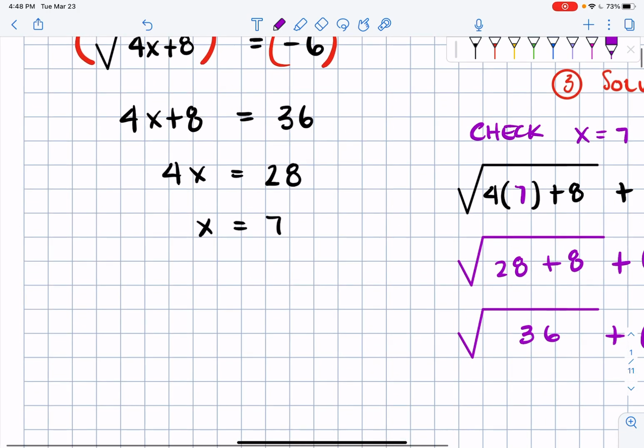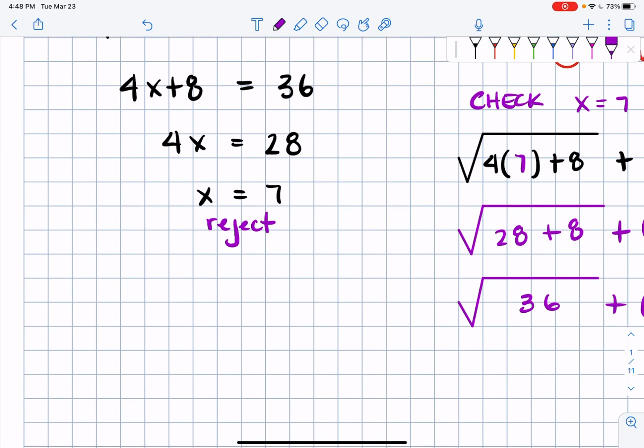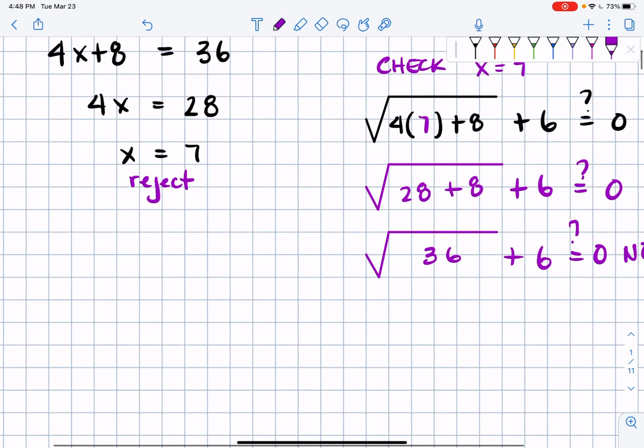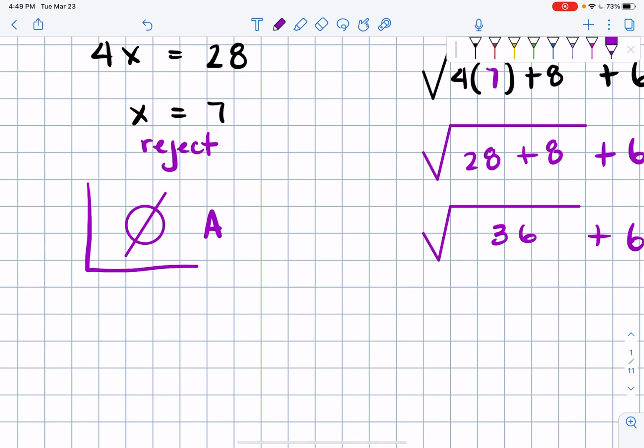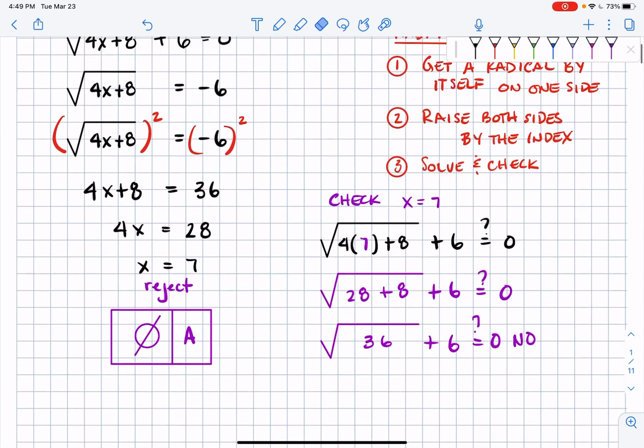So in this case, I have to reject that x equals 7, because it doesn't work out. Therefore, my answer is no solution, which is choice A. And there we go. So that's number 1.